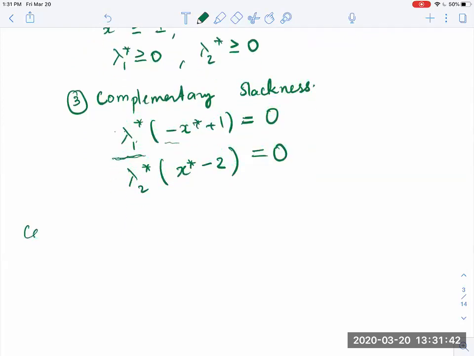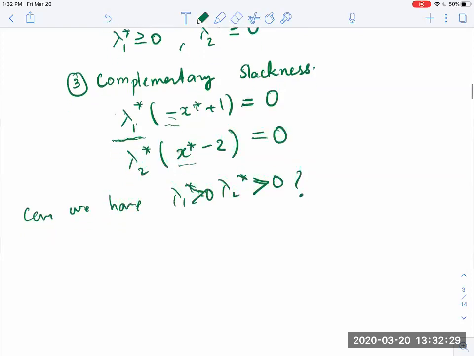So this is a question I'm asking. Can we have lambda 1 star greater than 0 and lambda 2 star greater than 0? So can we have this? No. Why? Because if you substitute lambda 1 star greater than 0, you get x star equal to 1. And if you also substitute lambda 2 star greater than 0, you get x star equal to 2. And x star can't be both 1 and 2 at the same time. Is that clear? Yeah. The strategy is to make some assumptions and see if you reach a contradiction.